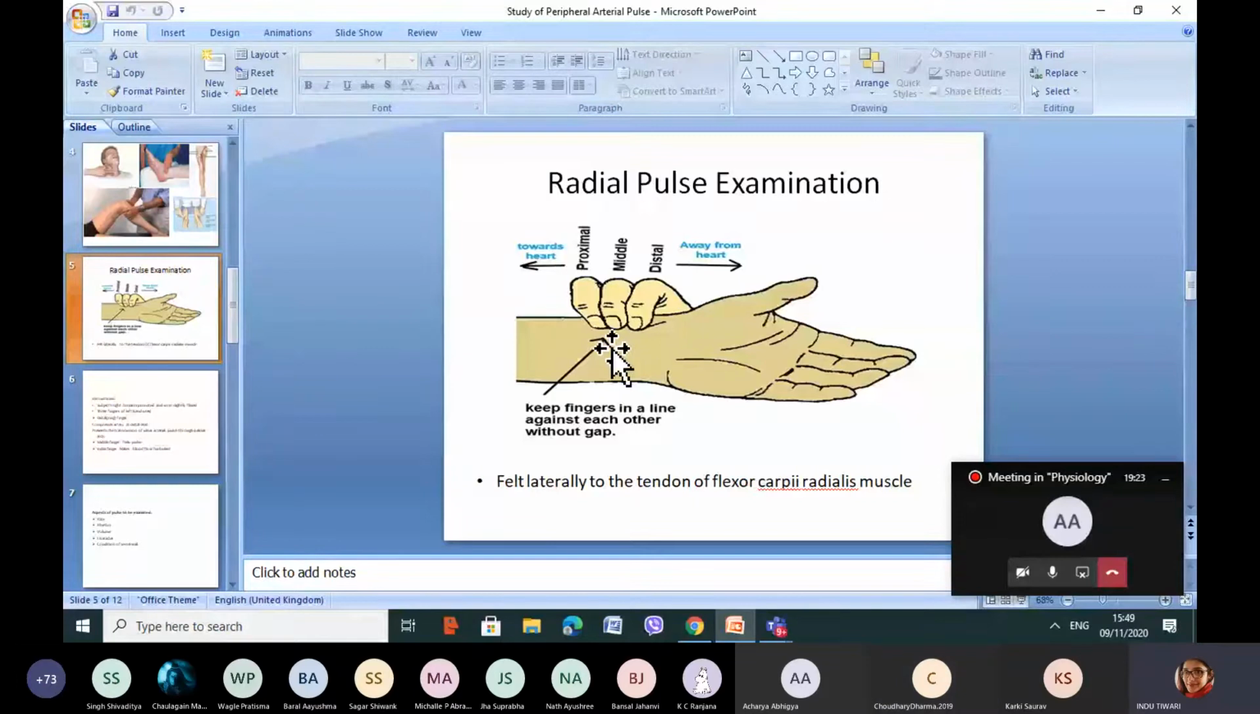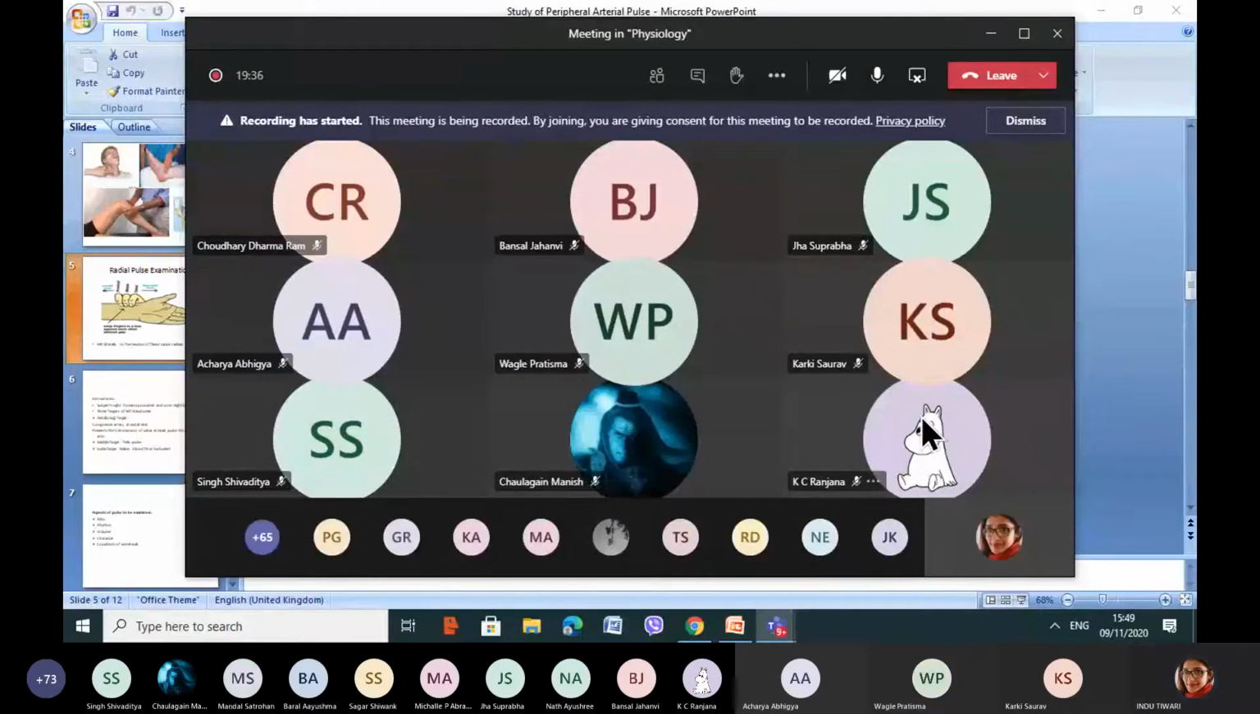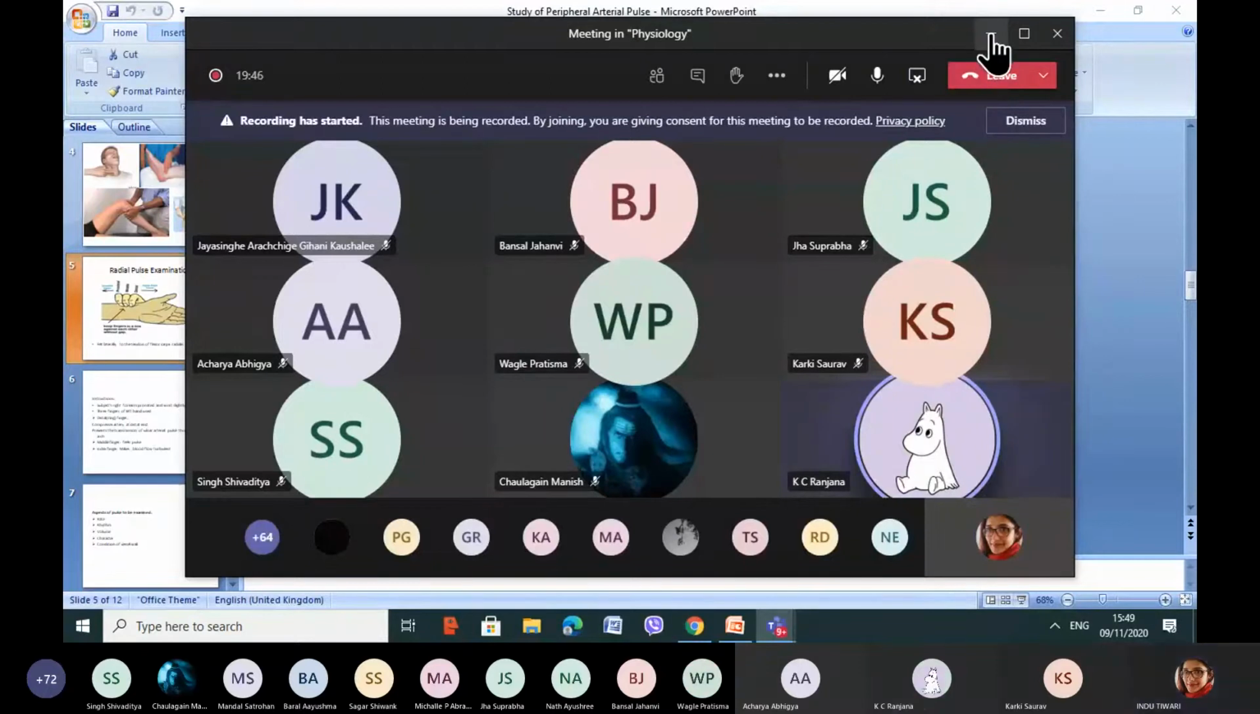What is the normal pulse rate? Who is going to say? Ranjana K.C., what is the normal pulse rate? 60 to 100 per minute, per hour, per second? Per minute, ma'am. Per minute, very good.